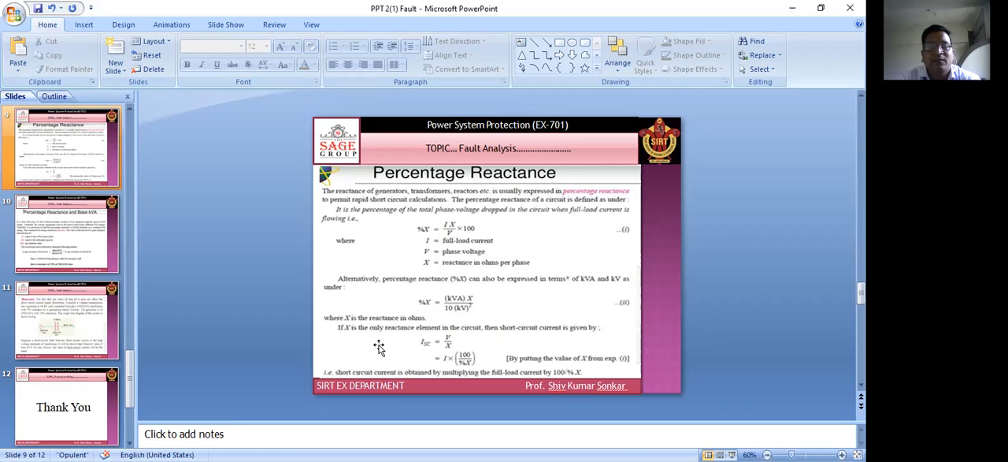If X is the only reactance element of the circuit, then the short circuit current is given by ISC equal to V by X, and putting the value of X, ISC is equal to I times 100 divided by percentage X.